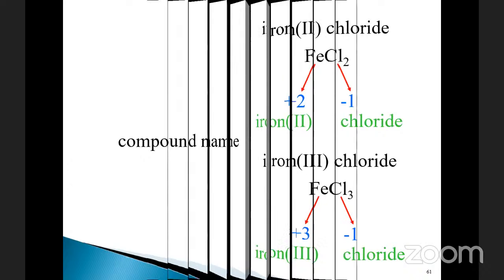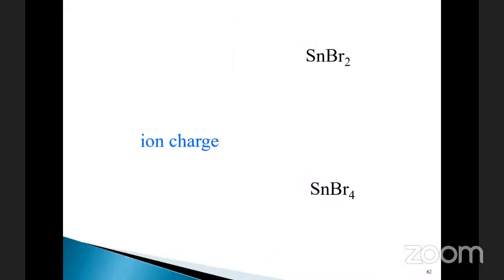Okay, so let's move along to this example right here. In this case, we have two compounds which contain tin and bromine. The formula for this one is SnBr2, and the formula for this one is SnBr4. So the first thing we need to do is determine the ion charges. My question to you is, what would be the charges for the ions in the case of the first one? Anybody?